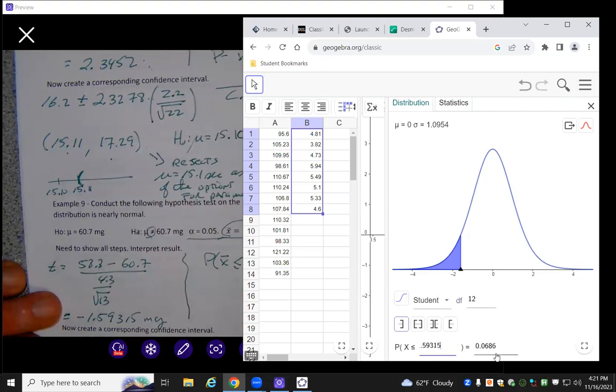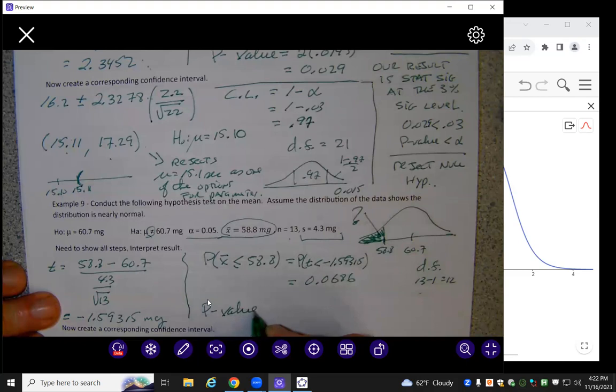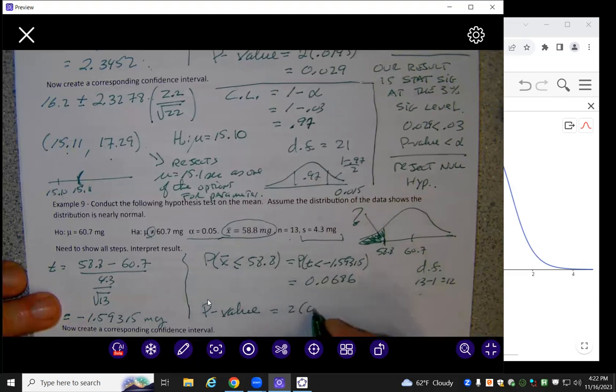Hit enter, and I get 0.0686. Great. That is a huge probability. This is not the p-value, of course. I mean, at this point, I've already not passed. This result's not statistically significant, even if I don't finish the problem. But I'm going to finish the problem because it's a two-sided test. The p-value is going to be twice this amount.